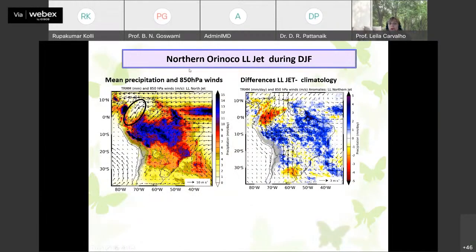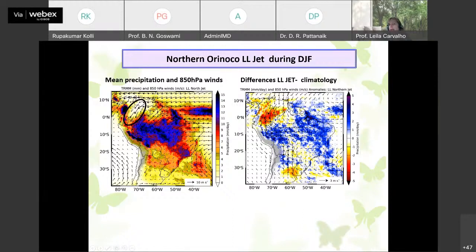Now we are looking at the northern Orinoco low-level jet, again during DJF. So this is the region where we observe the jet, and then we see this is a composite for the cases, the days when we have those jets, and you can see this is precipitation and winds. And it's very clear where the precipitation is more enhanced. We see enhanced precipitation along the Andes region, in this region, and also along the continental part of the SACZ. When you contrast these observations with the climatology, again, we see more precipitation actually over the monsoon region and a suppressed precipitation where we see the jets is strong.